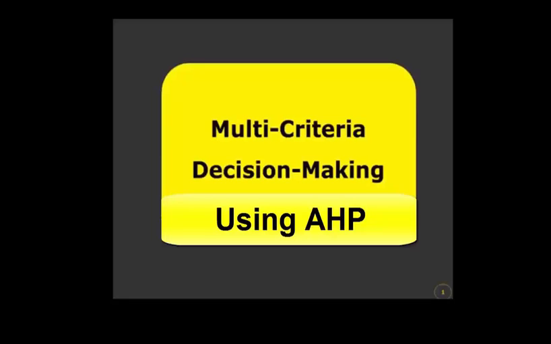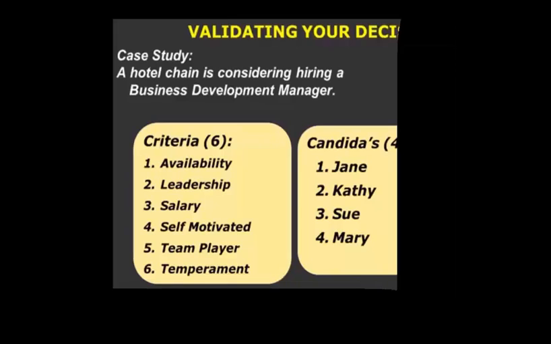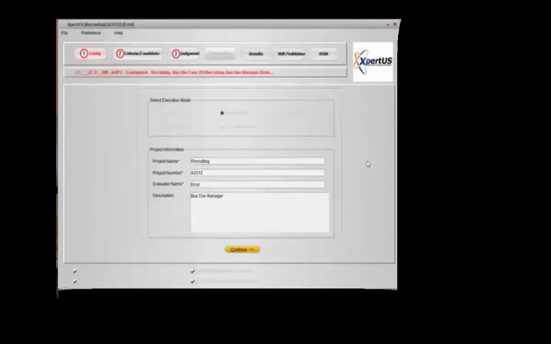In this video, we are going to discuss multi-criteria decision making using the analytical hierarchy process. The best way to explain this is through an example. A hotel chain is considering hiring a business development manager, and it has identified 6 criteria and 4 potential candidates. Let us now look at the AHP software and how we address this particular problem.